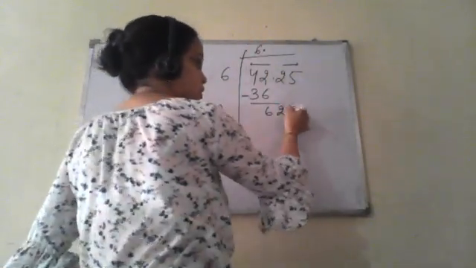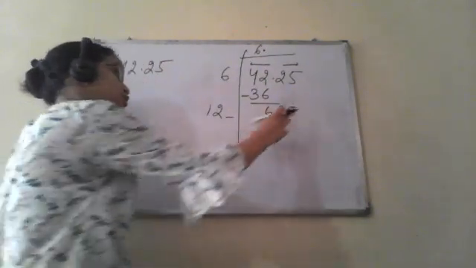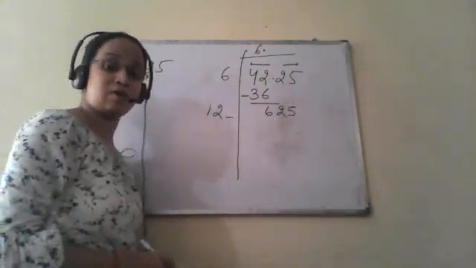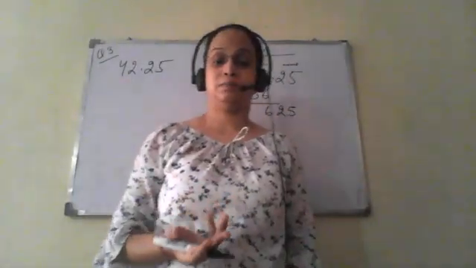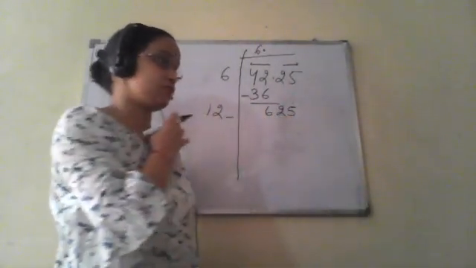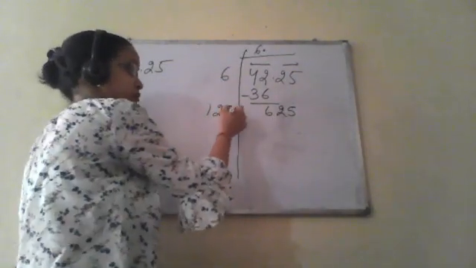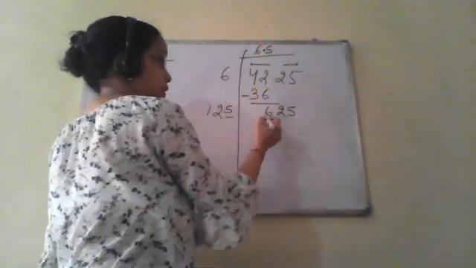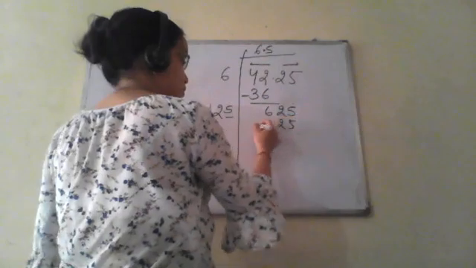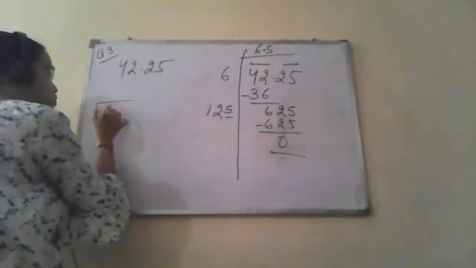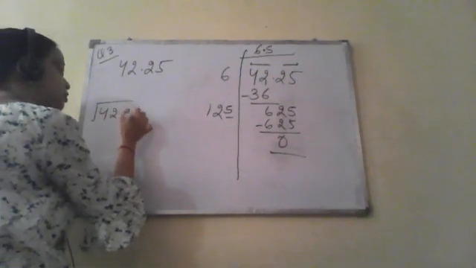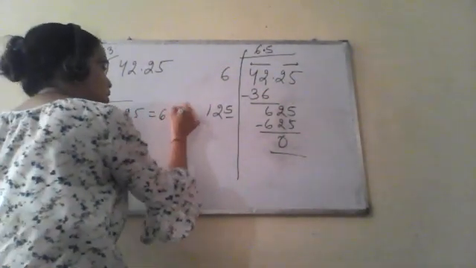Now, the unit place. At the unit place we have 5. So the only possibility of getting a number with unit digit 5 is 5. So we will multiply by 5 and it is 625. Remainder we will get 0. So the square root of 42.25 will be 6.5.